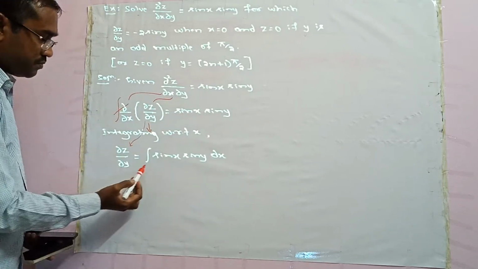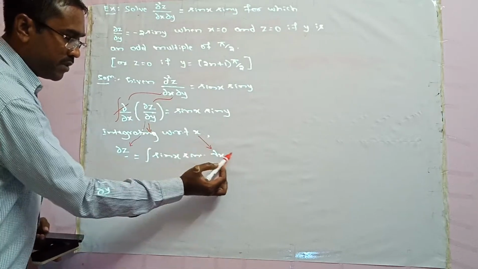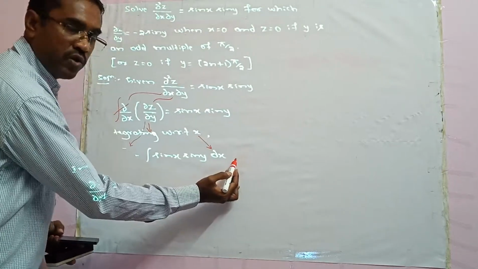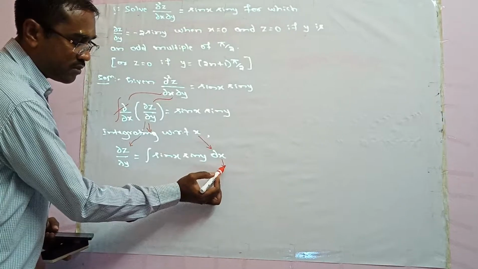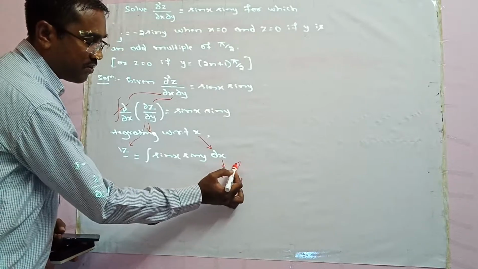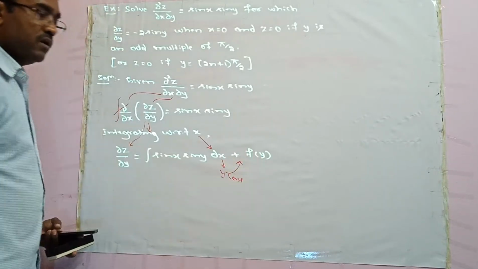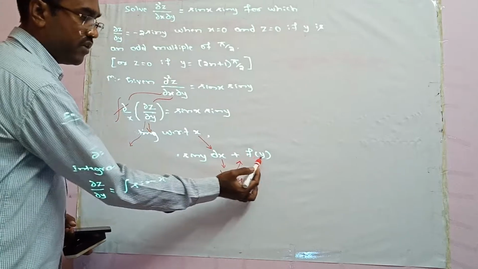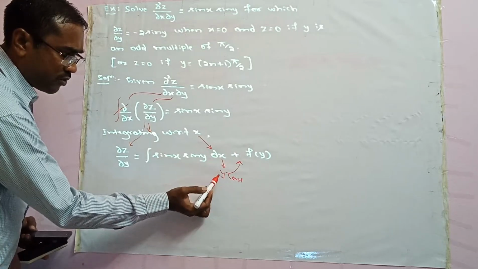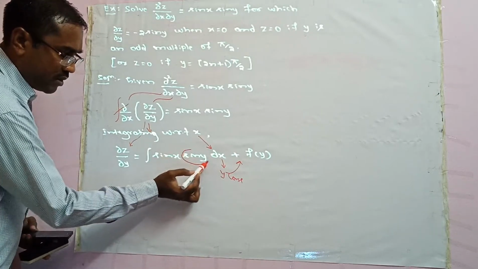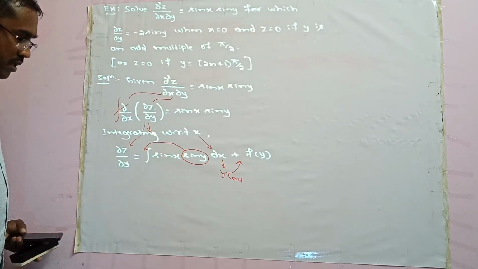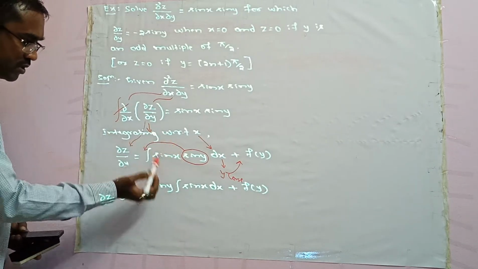Integration of this term with respect to x plus an integration constant we need to write. So what will be the integration constant in terms of y? Because if you are integrating with respect to x, your y is constant. So you can take the integration constant in terms of y, that is f of y. So let us integrate. Since you are integrating with respect to x, y is constant, so you can take sin y outside the integration.